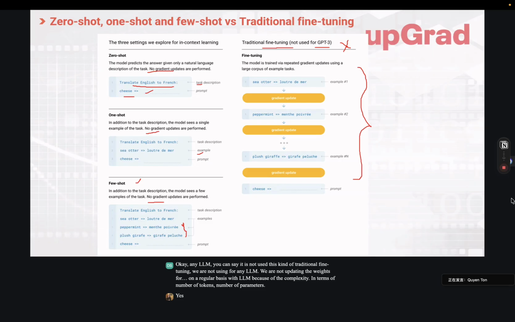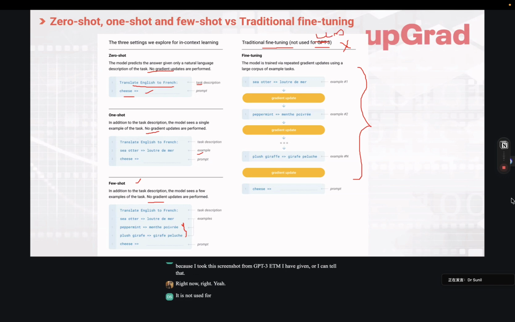Yes. And you mean not used for GPT, you mean on top of LLMs, right? Yes, GPT-3 is also an LLM. I took this screenshot from GPT-3, so I could better word it and say that it is not used for any LLM. That is perfectly fine. Thank you.